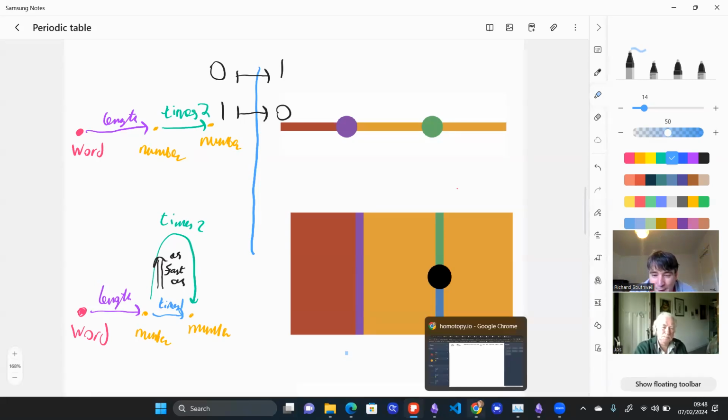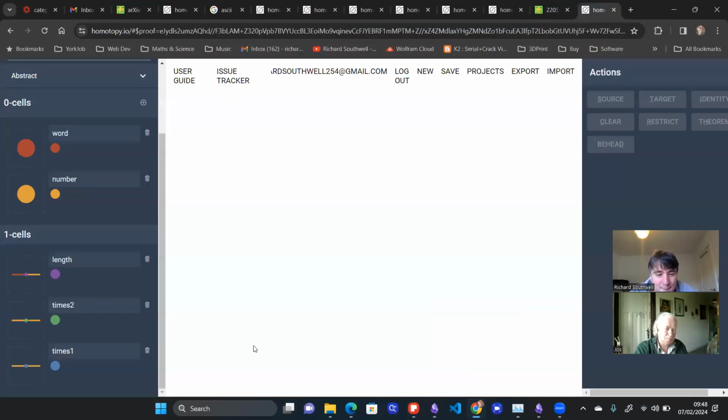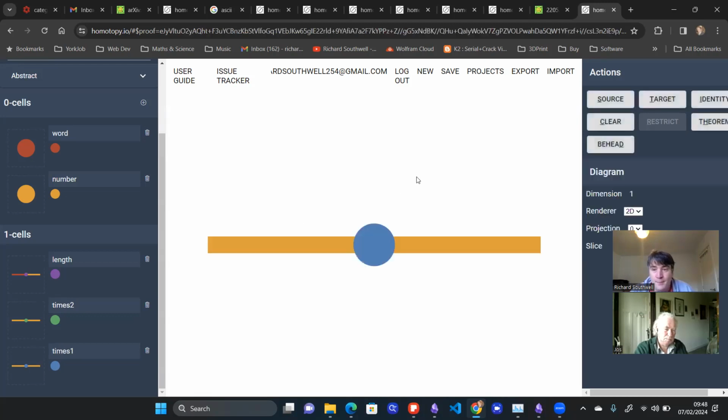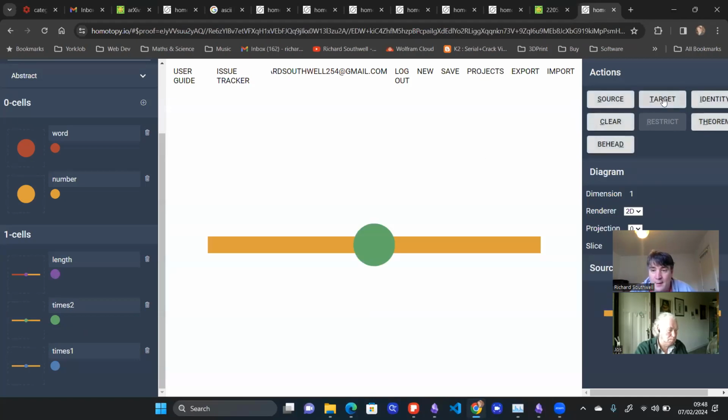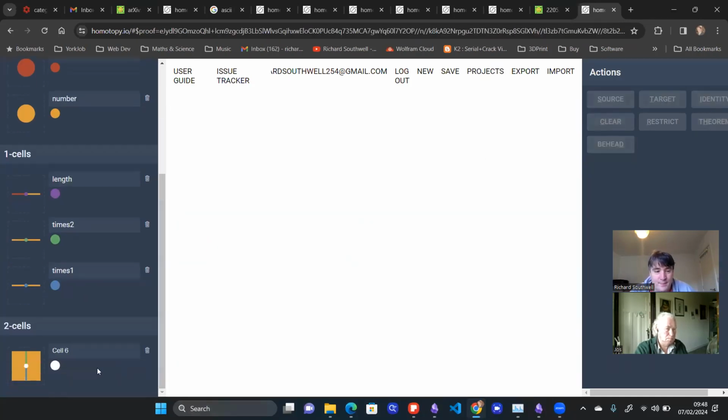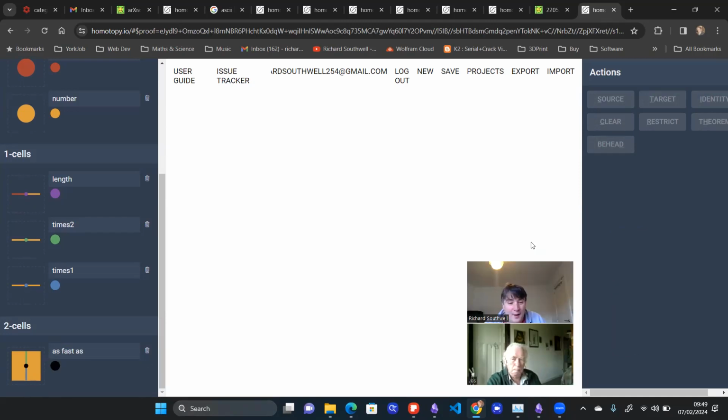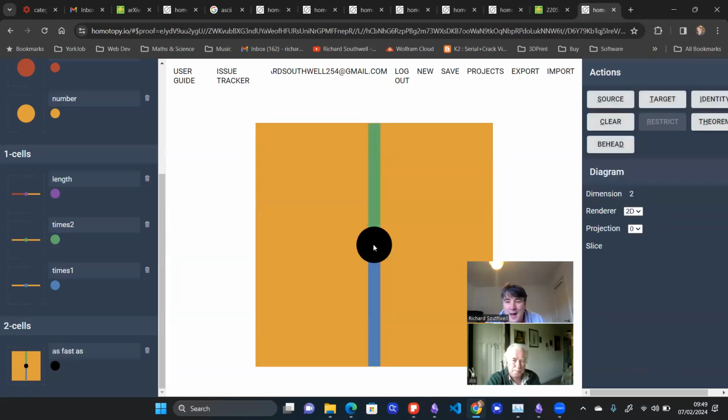So let's draw that in. This is interesting here, because what we want to do is make a 2-cell that goes from times1 to times 2. So we click on times1 and we say this is our source, and then we click on times 2 and say this is our target, and we'll call this as fast as. Okay. Yep. So here we have our 2-cell.